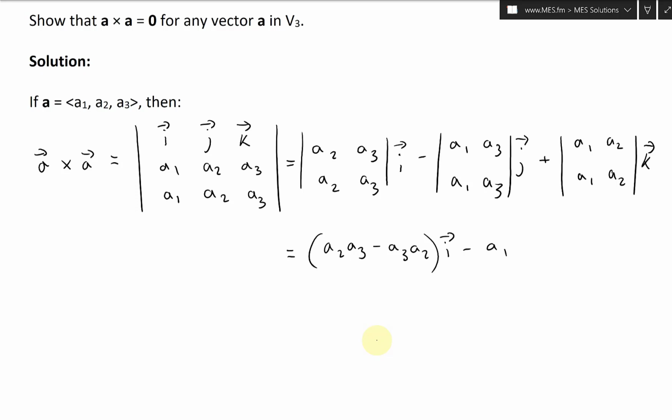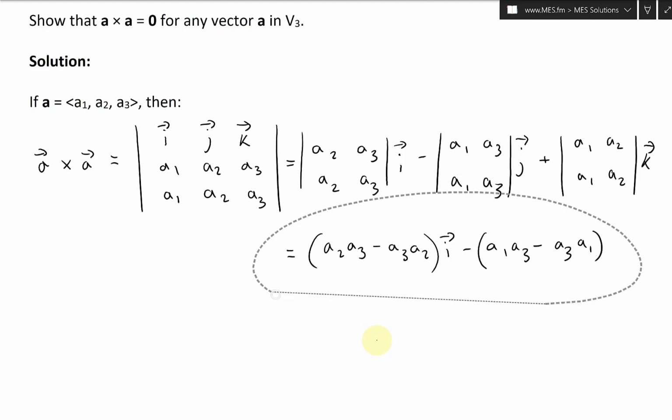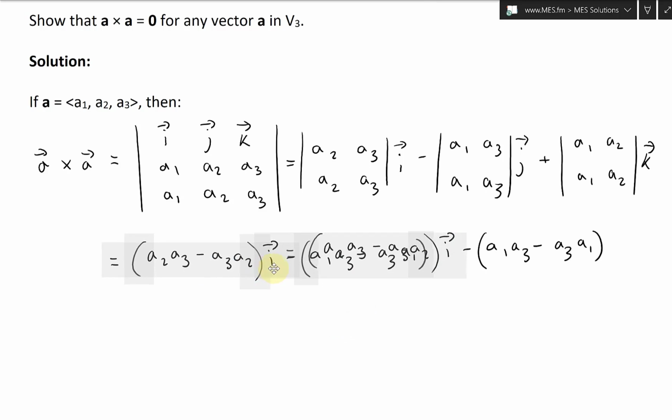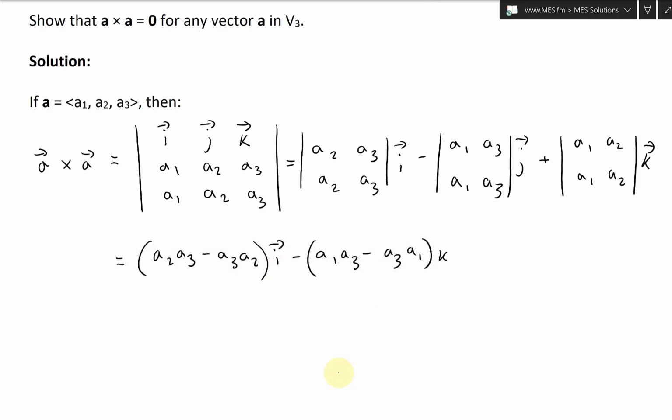Minus, and the next one's going to be A1 times A3, minus A3 times A1, like that. And what I'll do is I'm just going to shift this over to here. This is going to be J, like that. And then plus the next one's A1 A2 minus A2 A1, K. And all these just cancel. These are all the exact same terms. A1 and A3 is the same thing as A3, A1. These all cancel, cancel, cancel.